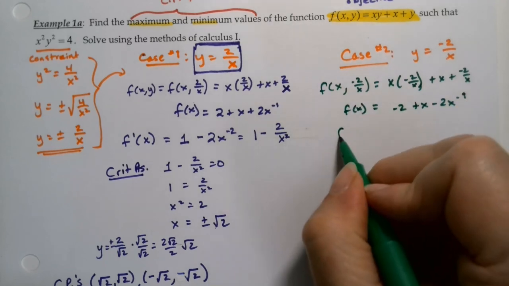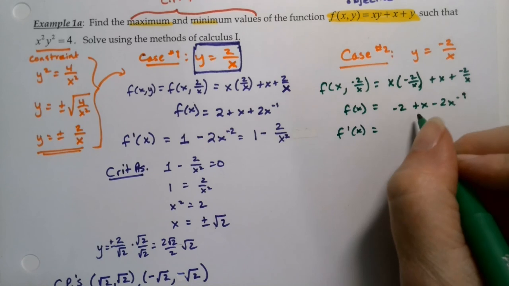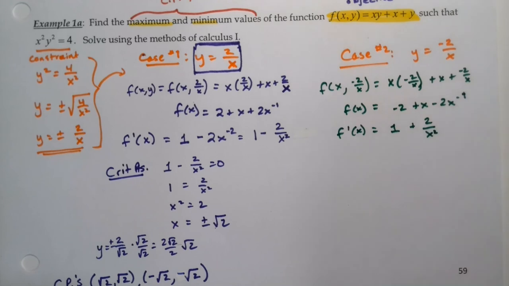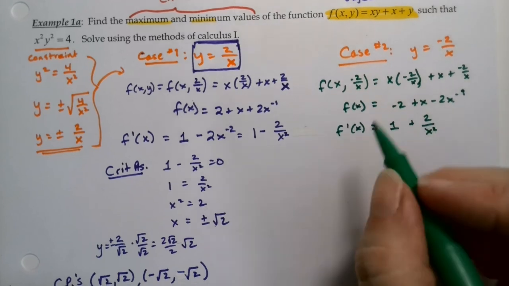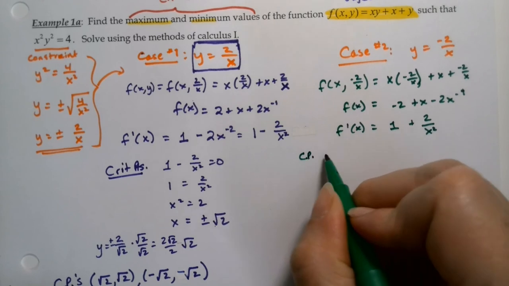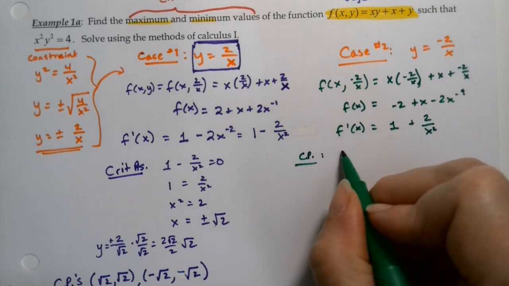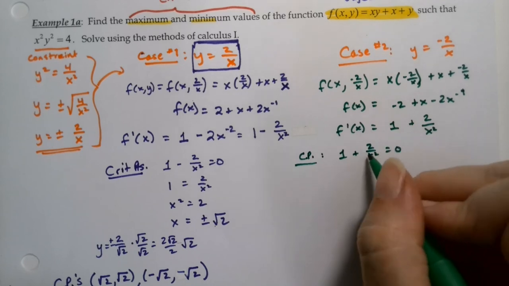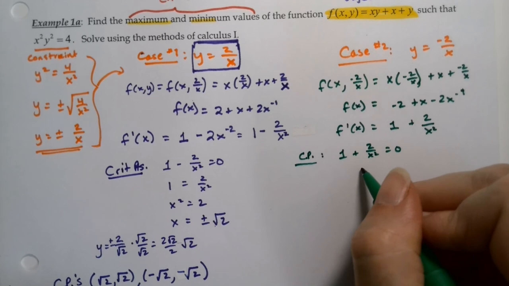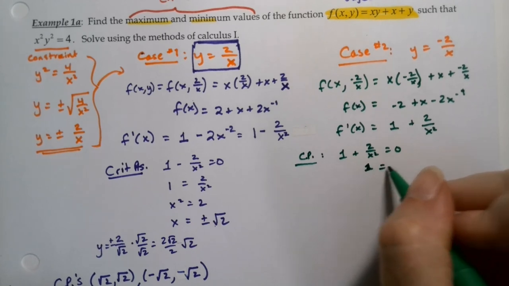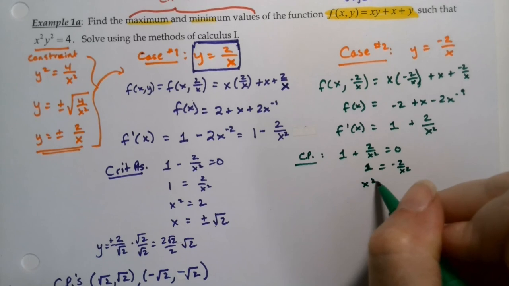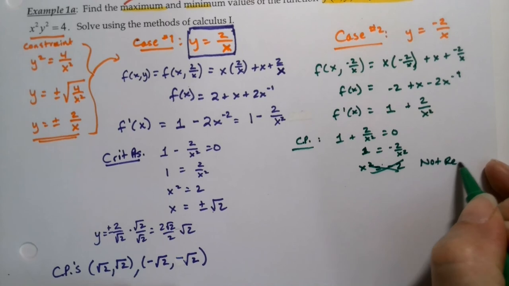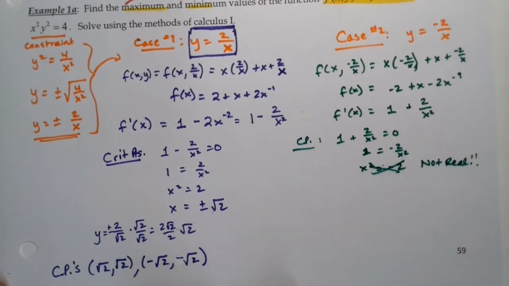The critical points will happen when the derivative is equal to 0, so I need to find the derivative, which is 1 plus 2 over x squared. So the critical points happen when 1 plus 2 over x squared is equal to 0. I'll say it this way, 1 equals negative 2 over x squared, so x squared equals negative 2. And that's not possible. Well, it's not real, let's put it that way. It's possible, but not in the real number system. So we stop right there.